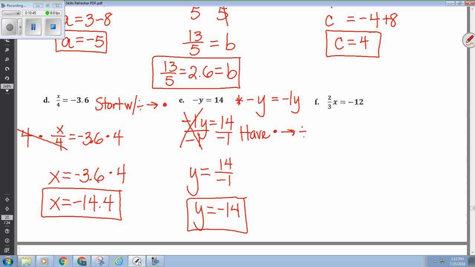The last problem, you have 2/3 x equals -12. So the special case in this part is that you have a fraction. If you have a fraction, which will happen rarely, you're going to multiply by the reciprocal.